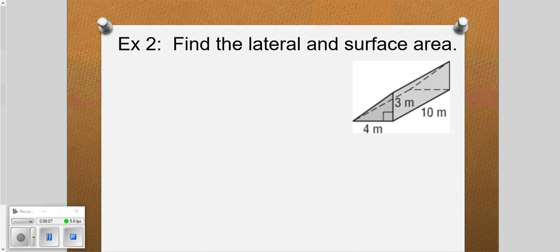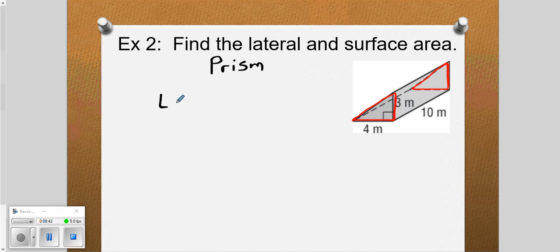Next one, same directions. Example 2, find the lateral and surface area and draw this object. And again, we have a prism, but it's a different type of prism. In this one, the bases would be the 2 triangles, because they are the only 2 faces that are parallel to one another. So there's no choice this time. Those 2 triangles are our 2 bases.